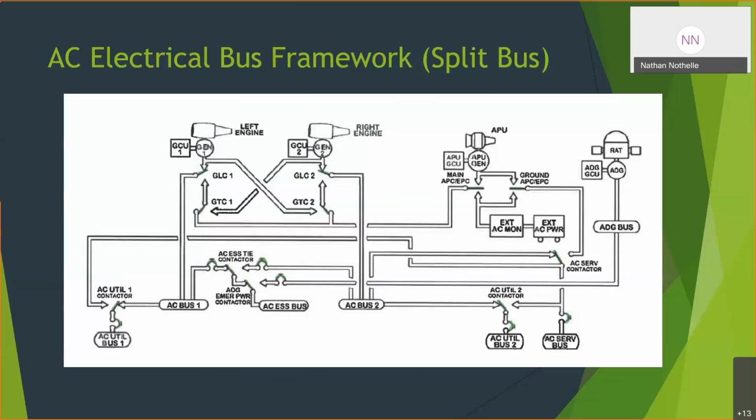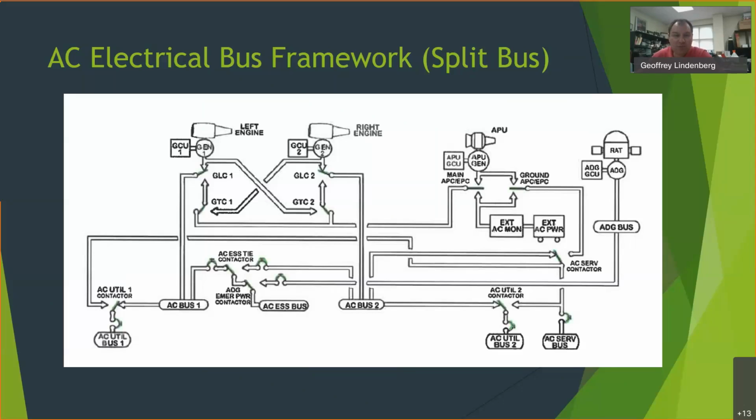So today we're going to talk about the different bus systems and bus frameworks that are used on transport aircraft. We're going to start by actually working backwards in terms of when these were developed. Most modern aircraft, pretty much any modern aircraft that runs on AC power, 120 volts, 400 hertz, is going to use a split bus system.